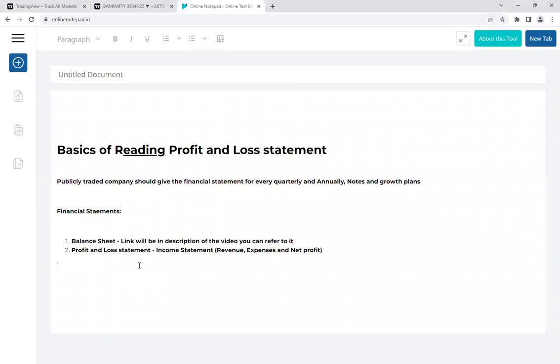So generally, the format of an income statement will be like this. First they will mention the revenue information, how much revenue the company is generating, and next to that, how much expenses it has for the duration.